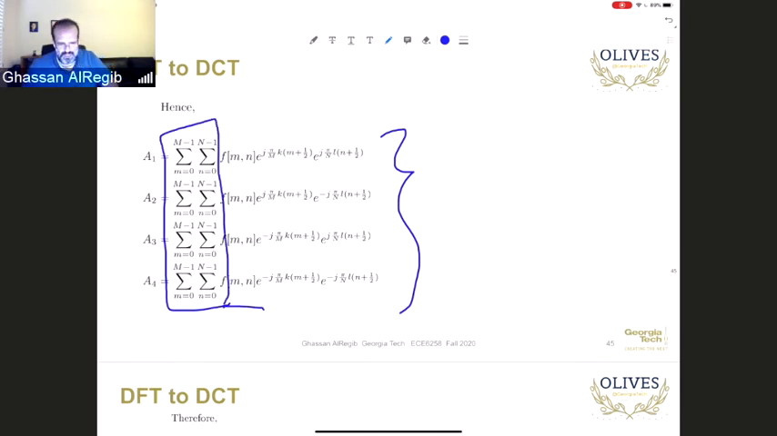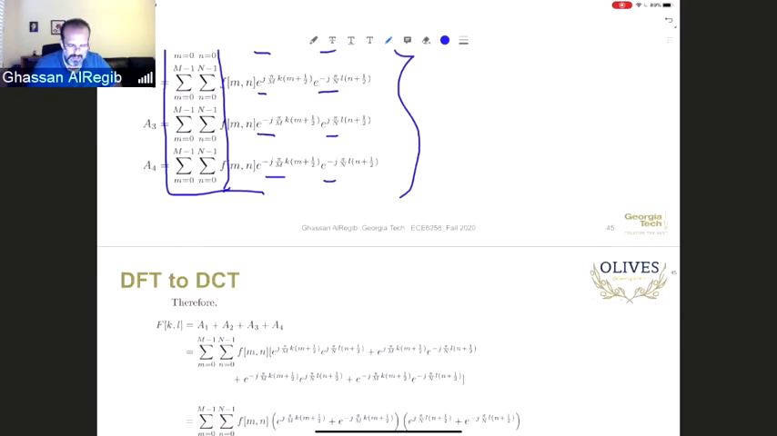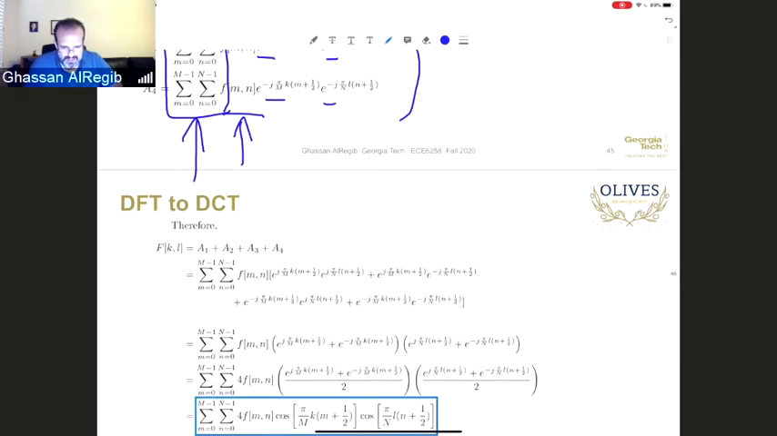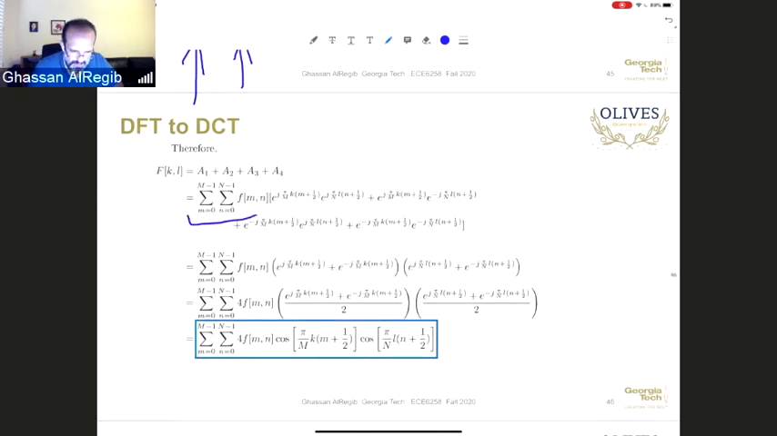I have the f of m and n that I started with. But now the ones in between, you have negative, negative, j, positive, positive. You have positive, negative, positive, negative. So you can see what the change of variables really changed. Because I kept the double summation with the same limit, I have f of m and n. So these are the same, but all the complex exponents are different. So I really have the double summation with f of m and n as a common factor for all the 4 terms. And then I have to group these complex exponents together.